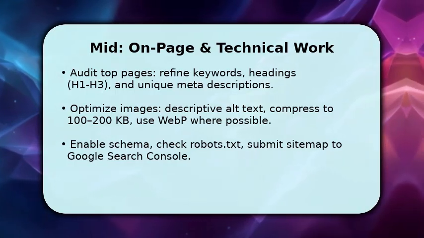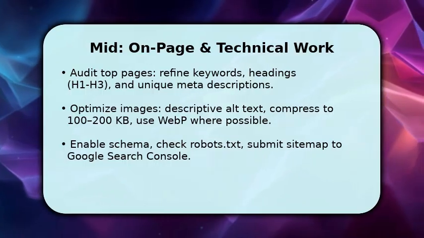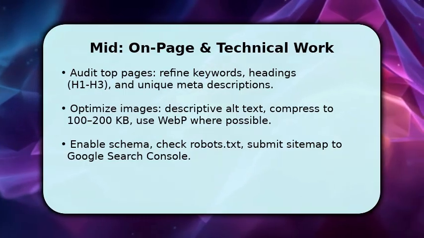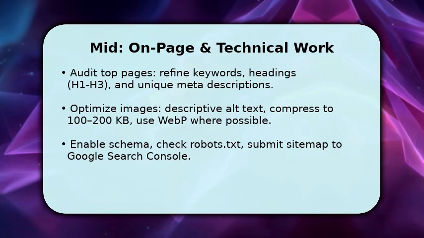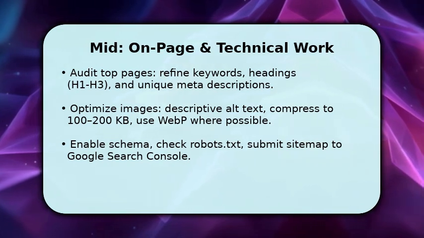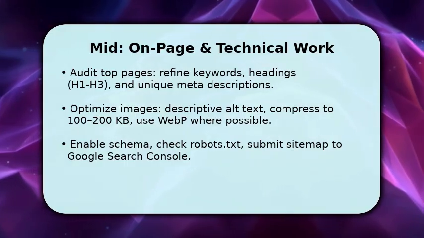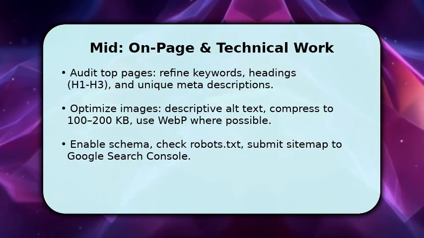Optimize images by adding descriptive alt text, compressing files to 100-200 KB, and serving WebP when supported to reduce load time. Implement structured data for articles or products so search engines understand content. Finally, review robots.txt and submit your XML sitemap to Google Search Console so crawlers index updated pages.